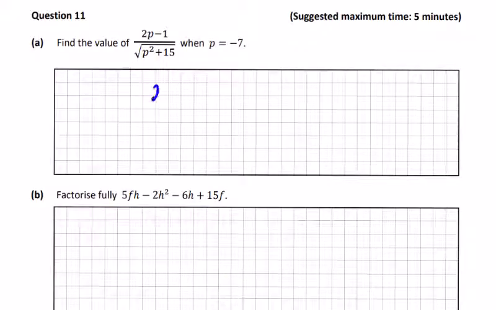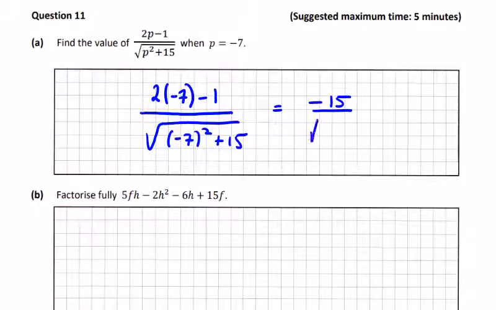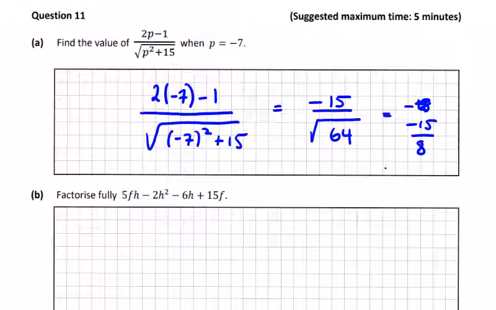Following is a substitution question. Your calculator will calculate it for you. If you just replace p with -7 and put it into your calculator properly, you would need to use a bracket for the -7 here squared. Plus 15. Doing it manually, 2 by -7 is -14, -1 is -15, and the bottom we have the square root of 49 plus 15, which is 64. So we get -15 over 8, which is -1 7/8, which is -1.875 as a decimal.